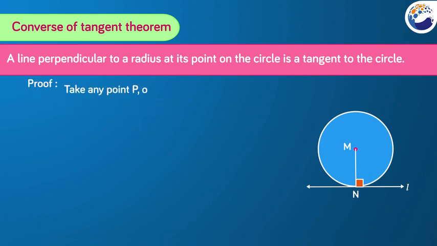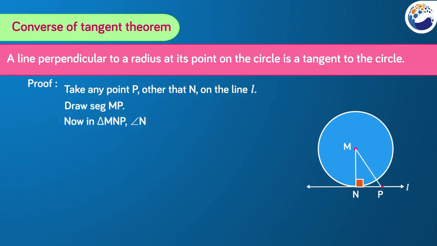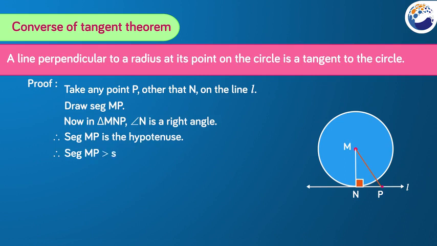Proof. Take any point P other than N on the line L. Draw segment MP. Now, in triangle MNP, angle N is a right angle. Therefore, segment MP is the hypotenuse. Therefore, segment MP is greater than segment MN.